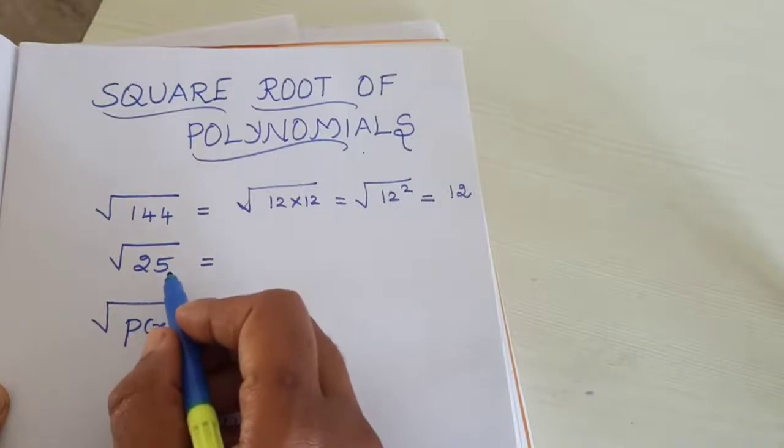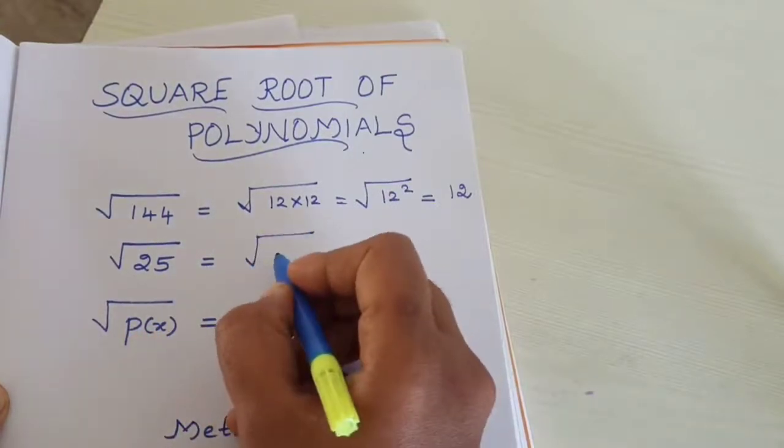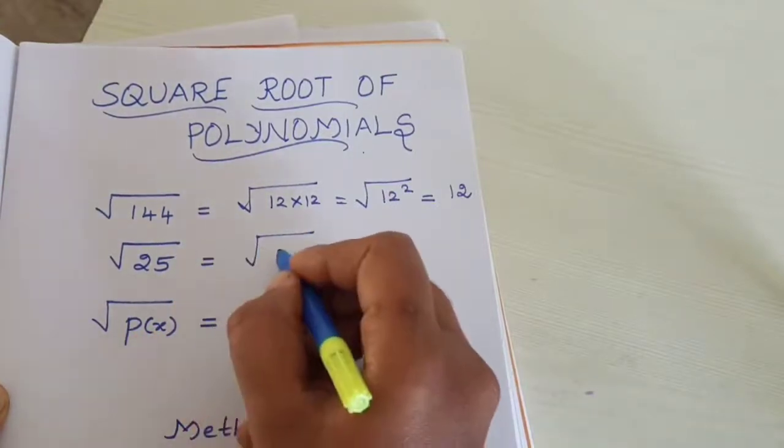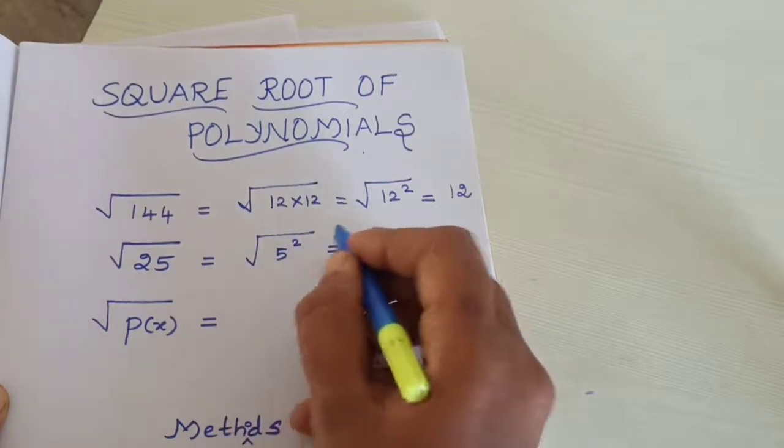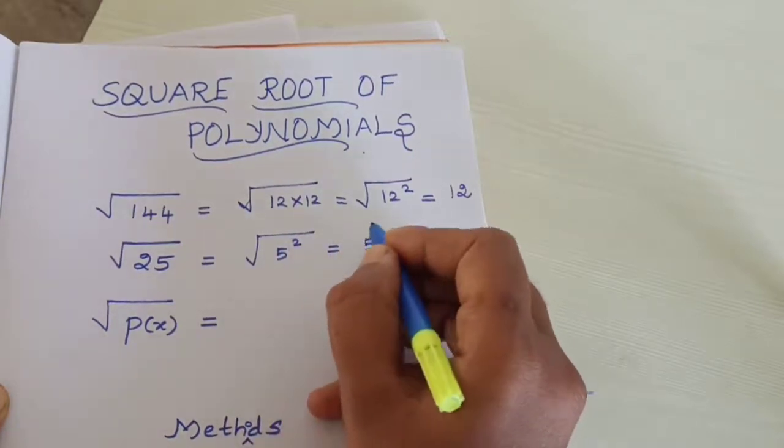And square root of 25. Easily you will tell the answer, correct? So 5 squared is 25. Square and root get cancelled and you are getting 5 as the answer.